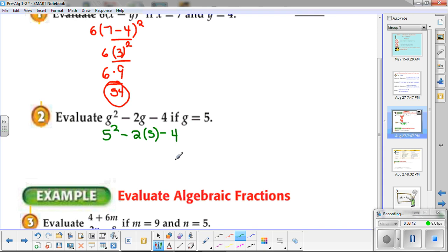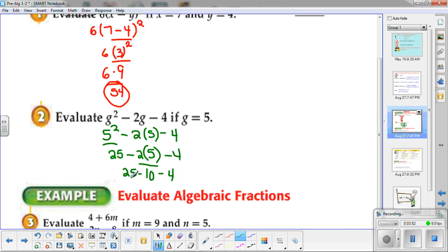Now using the order of operations, we are going to first solve this piece right here. 5 squared is 5 times 5, which is 25. Rewrite the rest of the problem. Next thing that we would do using PEMDAS would be multiplication and division from left to right. And we have multiplication right here. So I'm going to rewrite the problem. 25 minus 10, because 2 times 5 is 10, minus 4.